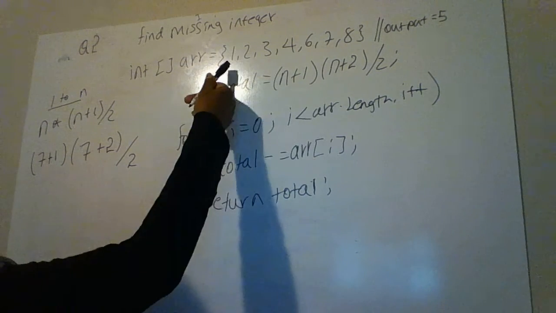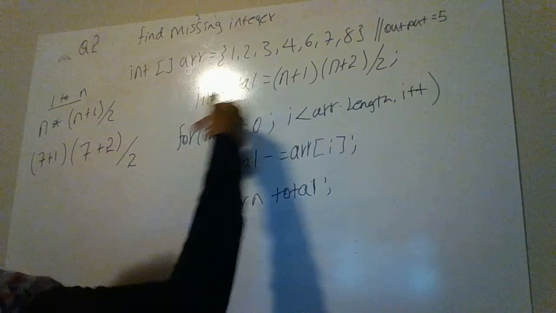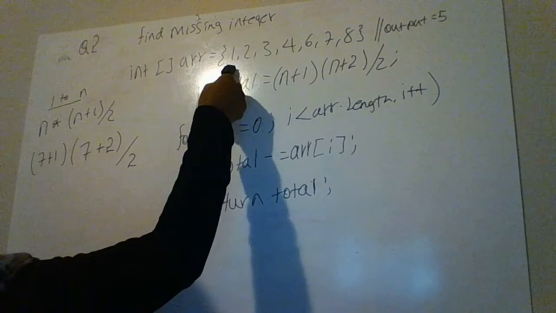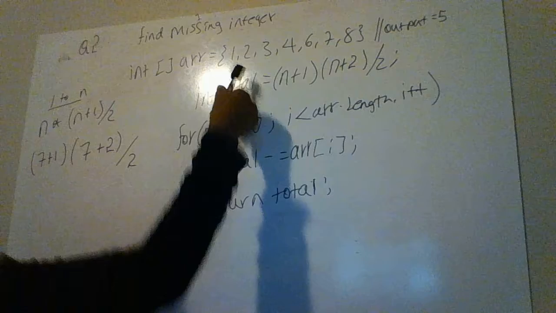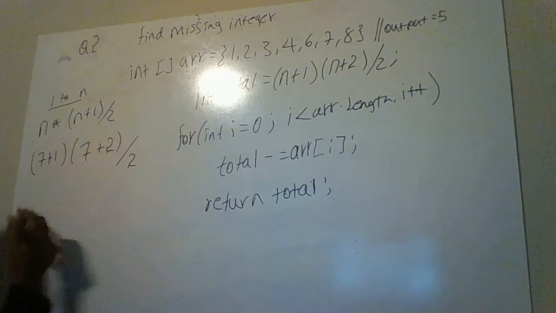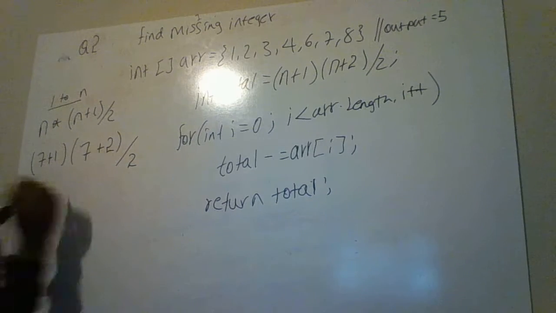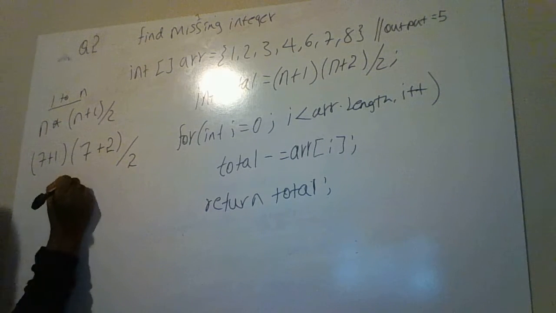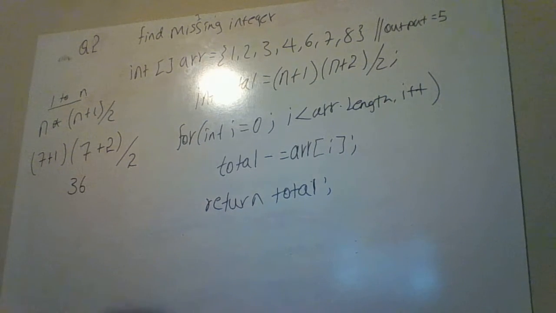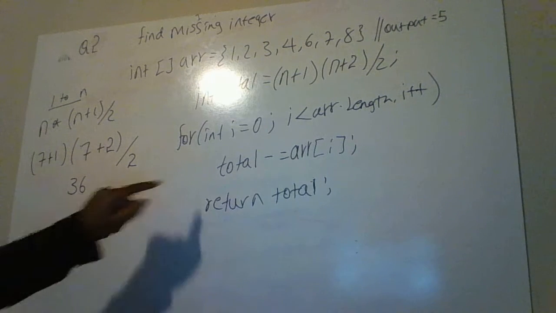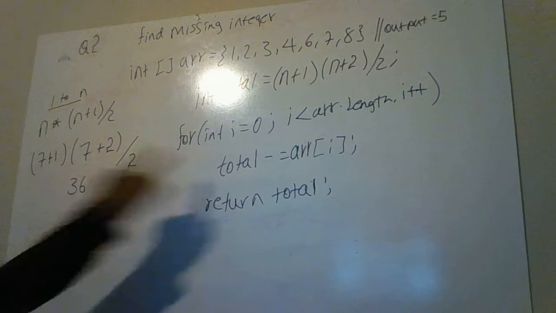So first we're going to go through this equation and then add each number. When we add all these numbers and then divide by 2, it was equal to 36.